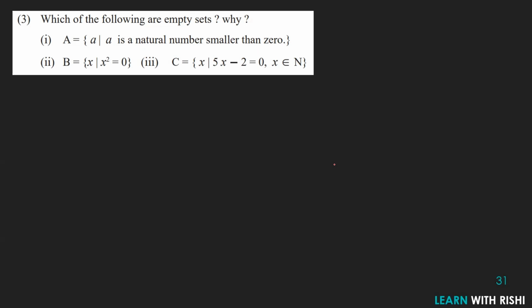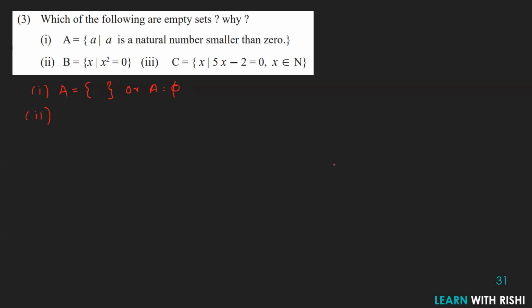Question number first. A is equal to set of all a such that a is a natural number smaller than 0. So, first question. A is a natural number smaller than 0. Now natural number starts from 1. So is there any natural number smaller than 0? No. So set A is null set. You can represent it like this also. You just need to put the braces and write no element, or you can write the symbol phi. Anyway, you can represent it. So set A is a null set.